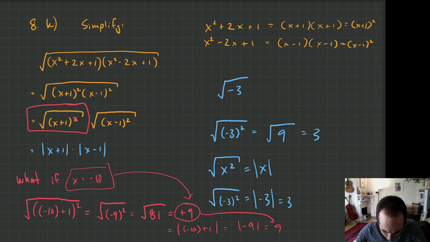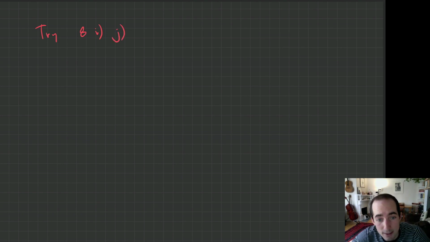Okay, I think that's all I wanted to say today. Oh yeah, I was going to make a suggestion for a similar question. Give me 2 seconds. So that was 8K. If you struggled with this, I would try 8I and J. Okay, so try those two and see if those make any more sense, and then try 8K one more time.